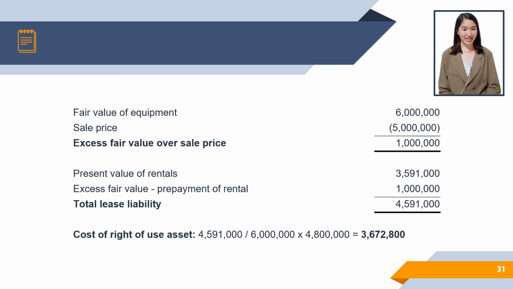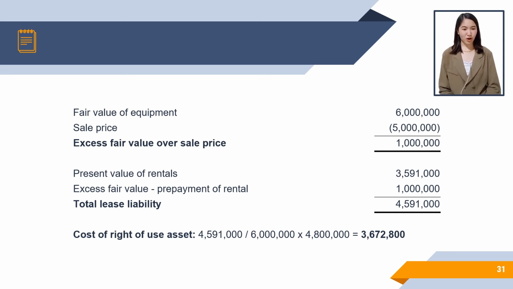So, ang gagawin natin is i-add natin yung excess na yon sa present value ng rental na na-compute natin kanina. So, that is 3,591,000 pesos plus 1 million. So, we arrive at a total lease liability of 4,591,000 pesos. So, next naman, after that, ang kailangan naman natin kunin is yung cost of right-of-use asset.